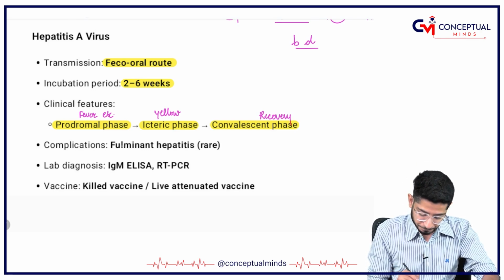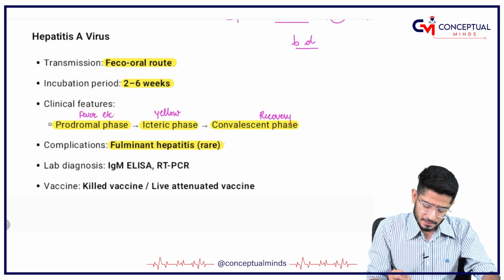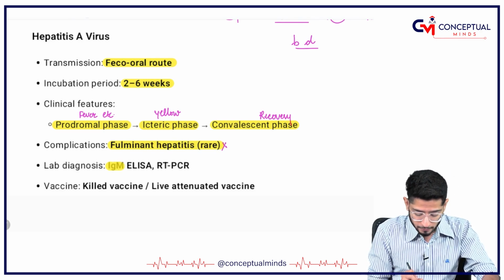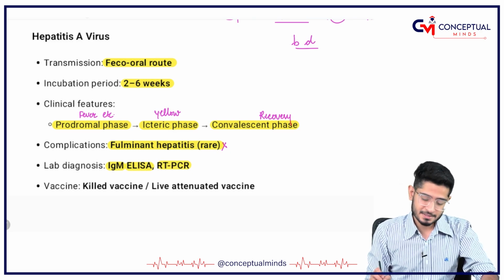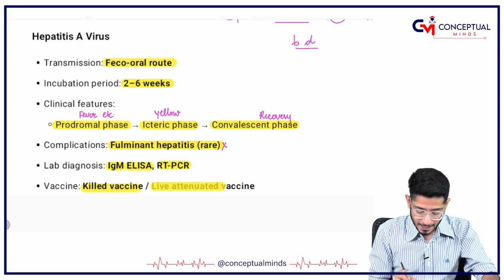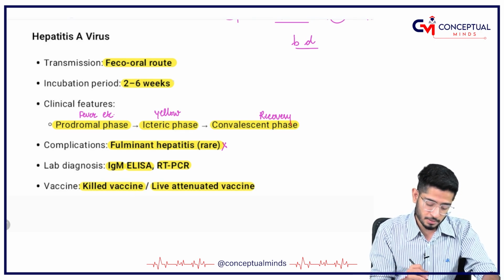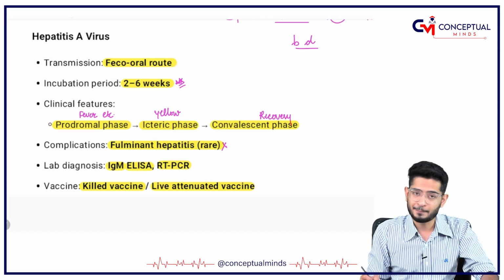What are the complications? Complication is fulminant, but it is very rarely fulminant. Then how will you diagnose? You have to check for IgM antibodies; ELISA and RT-PCR you can do. And remember, the vaccine is available, killed vaccine, live attenuated vaccine, everything is available for this. Just one thing needs a trick to remember: 2 to 6 weeks is the incubation period for hepatitis A. You got it? Great.